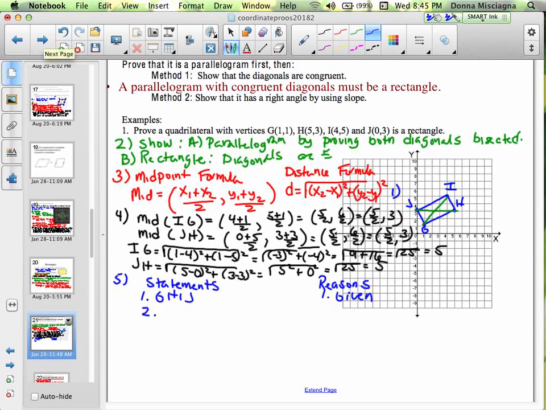All right, and then what did we do next? We found the midpoints, right? So the midpoint of IG is 5/2, 3. And the midpoint of JH is also 5/2, 3. Well, how do we know that? How do we come up with those midpoints? Well, we use the midpoint formula. So you see, everything is based on your work or based off of your work.